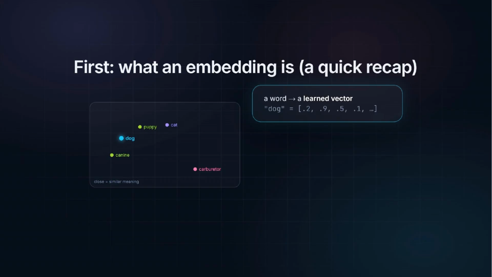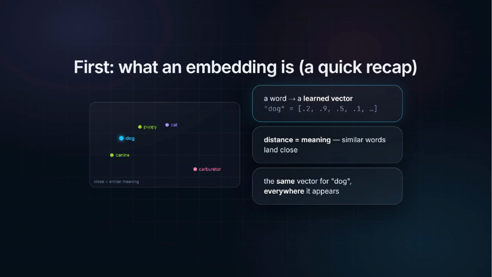So keep those fresh. Quick refresher from the vectors video. An embedding turns a word into a learned vector. Just a list of numbers. Dog might be 0.2, 0.9, 0.5, 0.1, and so on. And the key property, distance equals meaning. Dog, puppy, and canine sit close together. Cat is nearby. Carburetor is far away. It's learned during training, not looked up. And crucially, it's the exact same vector for dog, no matter where dog shows up in a sentence. And that last part is exactly the problem. A plain embedding carries meaning, but it carries no position at all. Every dog looks identical to the model.